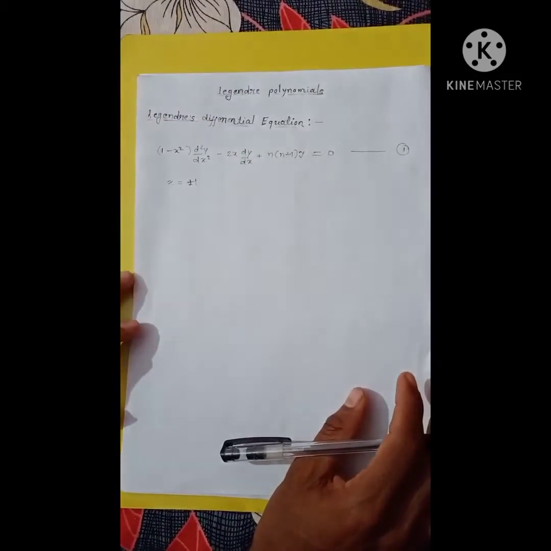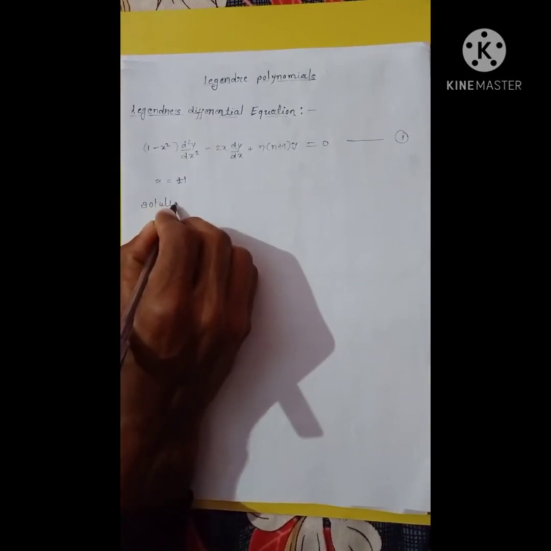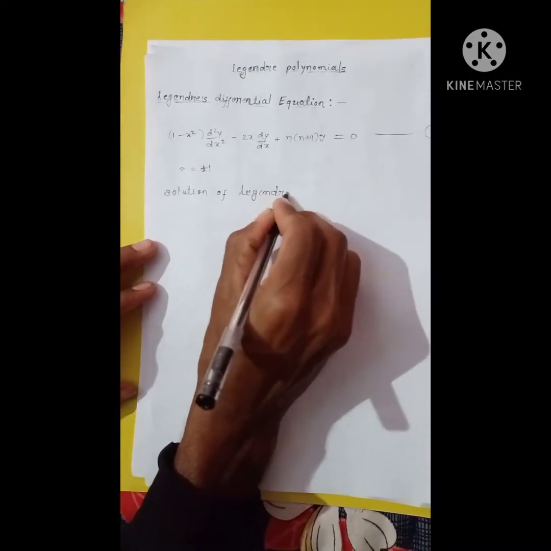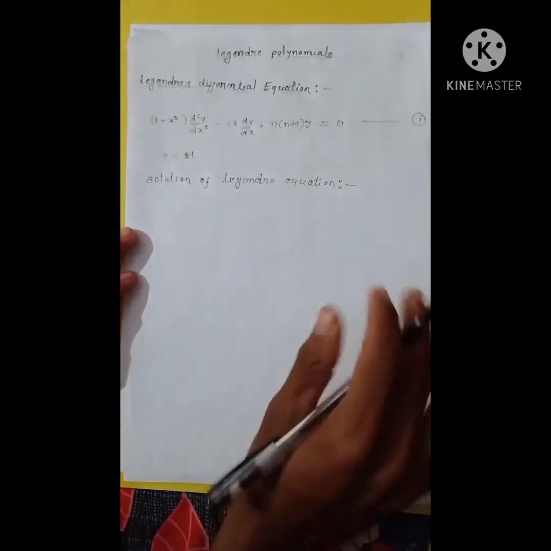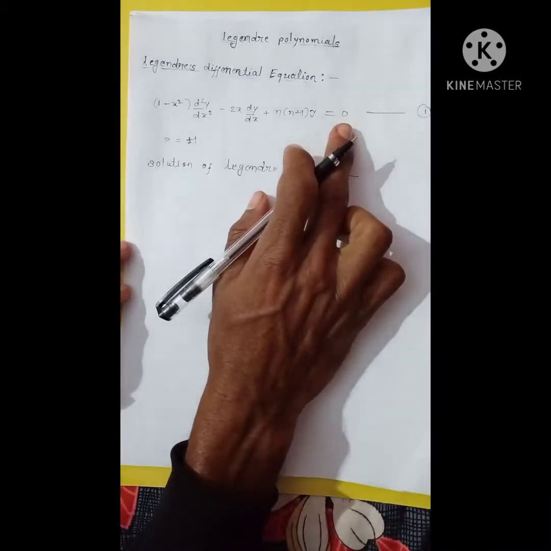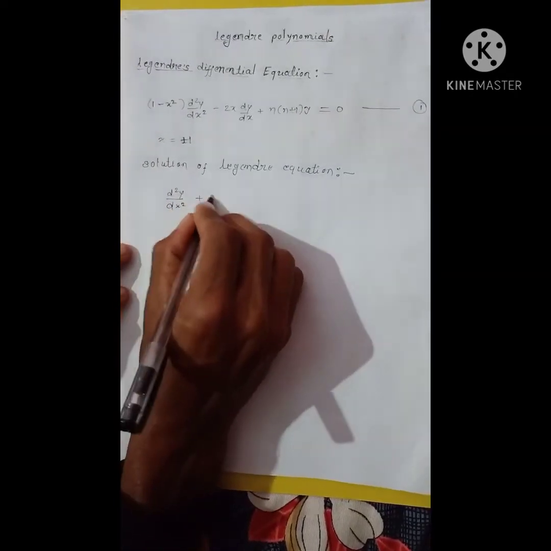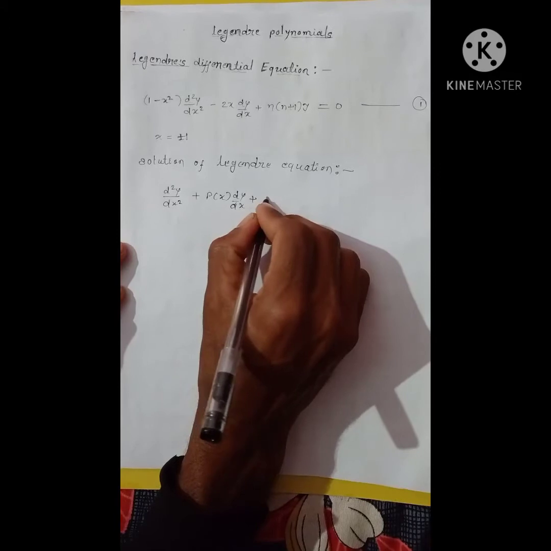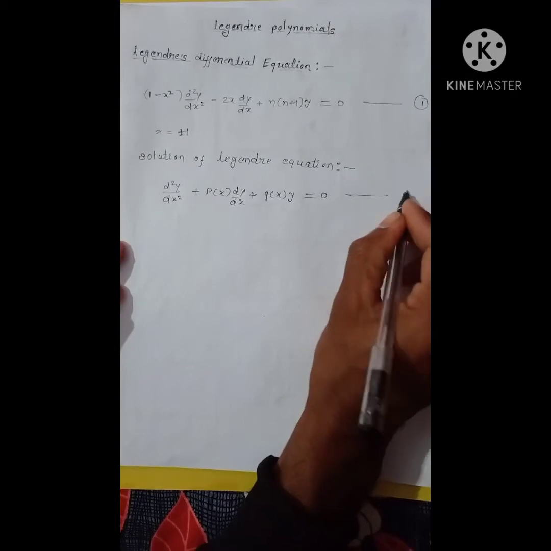Now we will discuss the solution of the Legendre equation. Writing the equation number first in the form of d square y by dx square plus p(x) dy by dx plus q(x) y is equal to 0. Let this be equation number second.